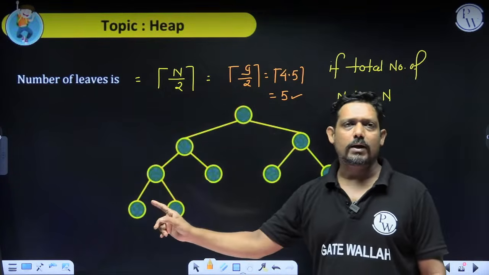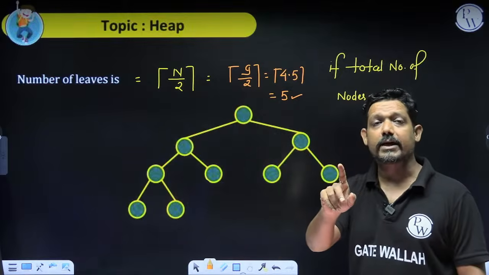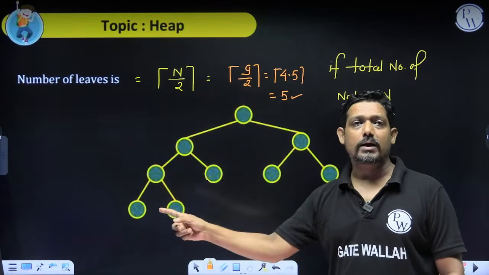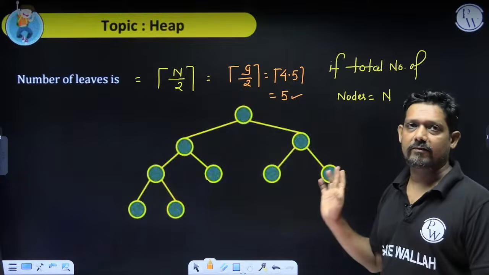Count. Yesterday I told you what a leaf is: no children. So 1 leaf, 2 leaf, 3 leaf, 4 leaf and 5 leaf.